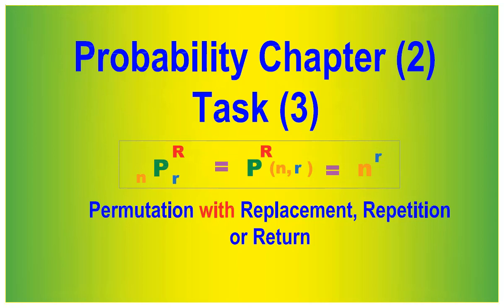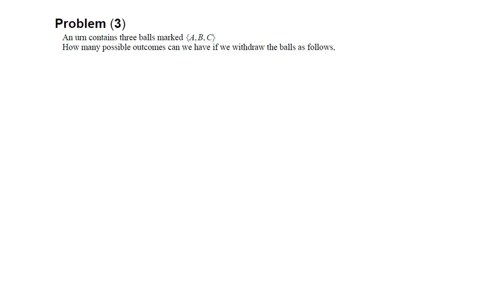Hi everyone, our lesson today is permutation with replacement, repetition or return, using this general formula here. So our problem is we have an urn containing 3 balls marked A, B and C. We are asking how many possible outcomes can we have if we withdraw the balls as follows.